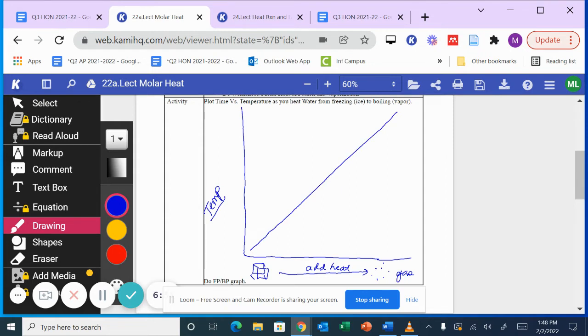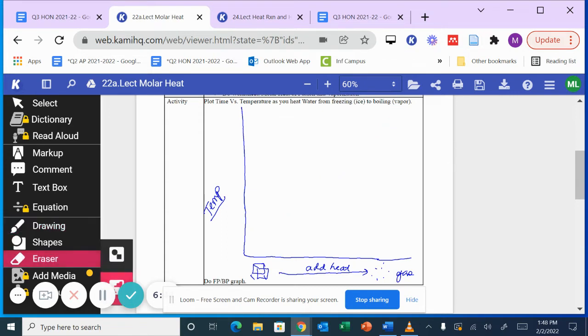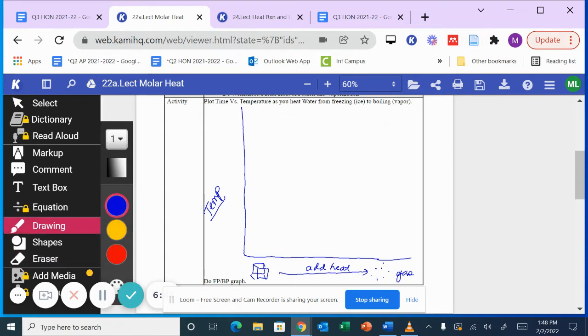Actually, it makes sense because if you add heat, the temperature of that substance should increase, right? It doesn't. So what it does is this. Let me just erase this. So what it does is, let's pretend that I have some ice that I took from the freezer and my freezer is below zero.